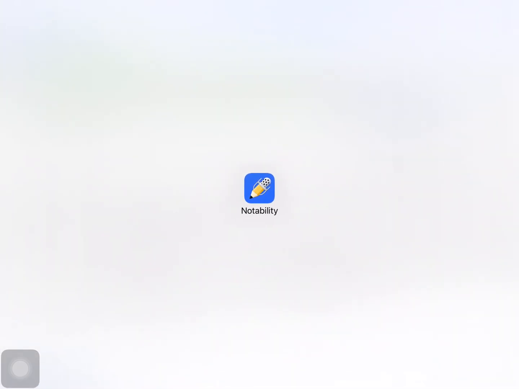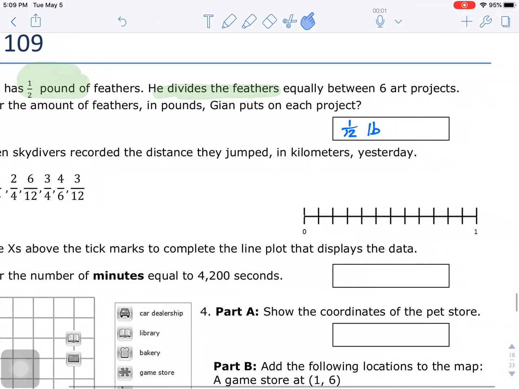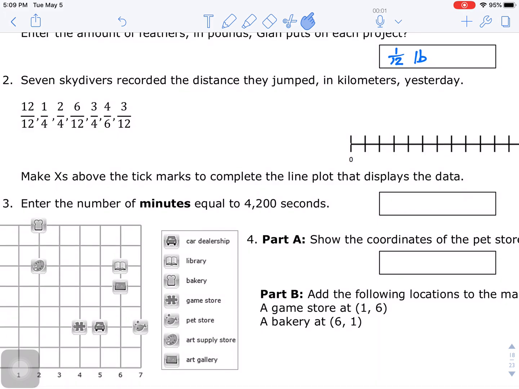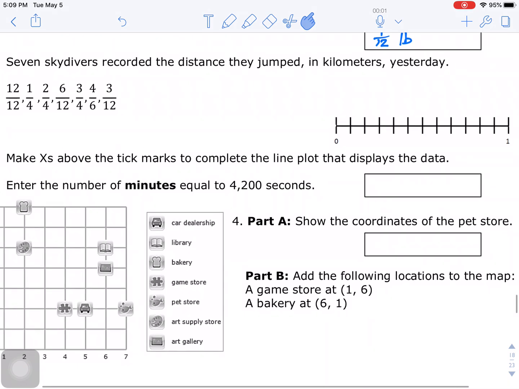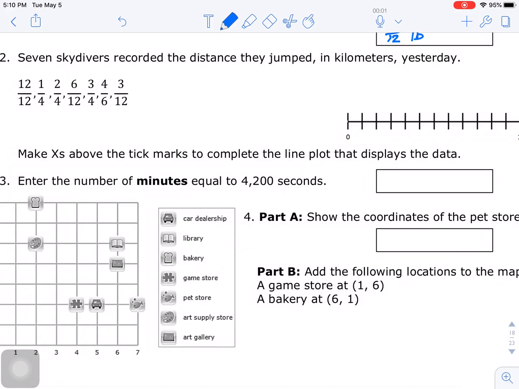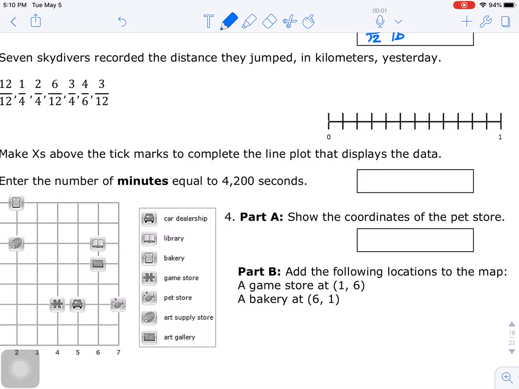Now, I'm going to get rid of my scratch pad here. And for the next 2 problems, 7 skydivers recorded the distance they jumped in kilometers yesterday. So it lists how far they jumped, and what we need to do is, because they're all fractions, we're going to take a look at our line plot and we're going to see what the interval is. So I'm going to just go ahead and count them.